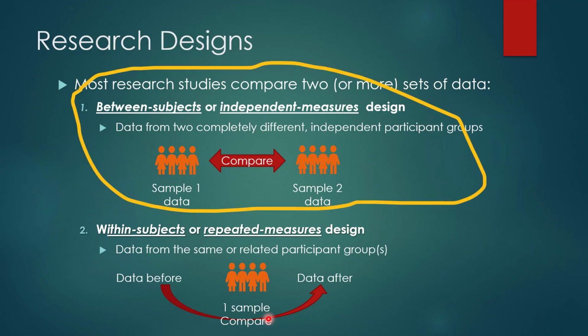So when we're talking about a t-test for independent measures, we're talking about using two different groups. It's an independent measures t-test because there are two independent participant groups.